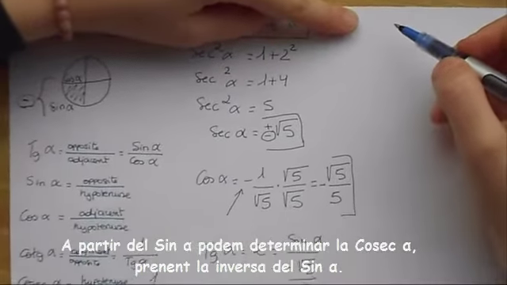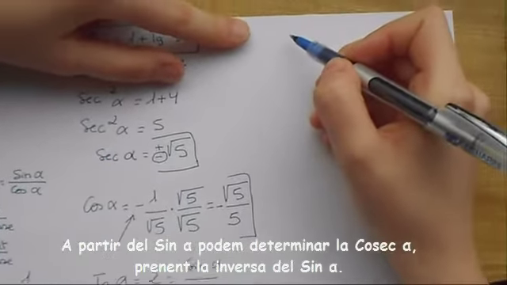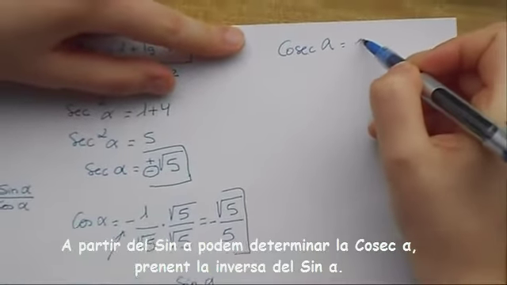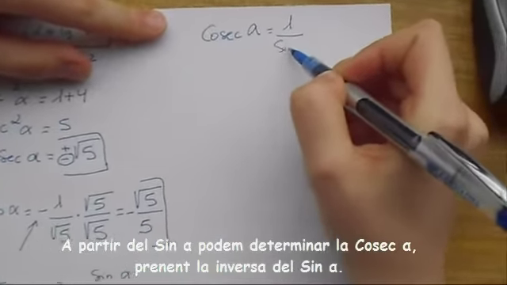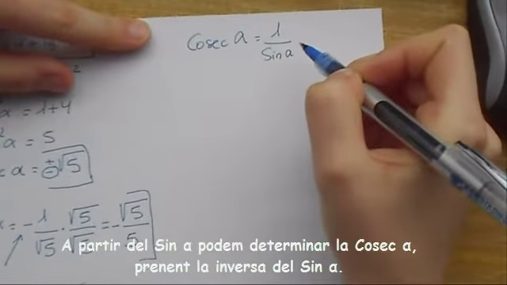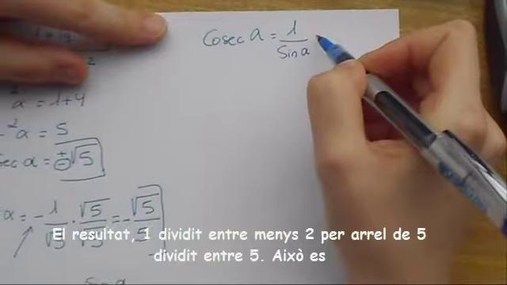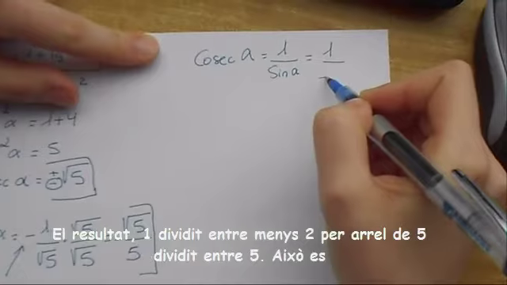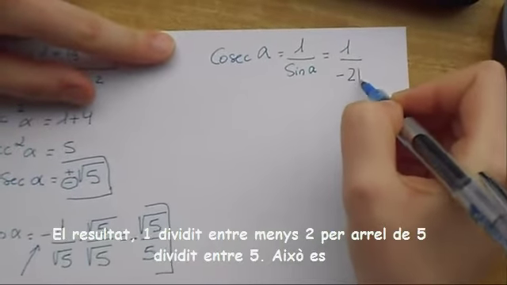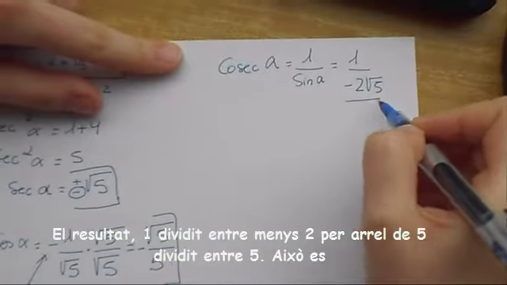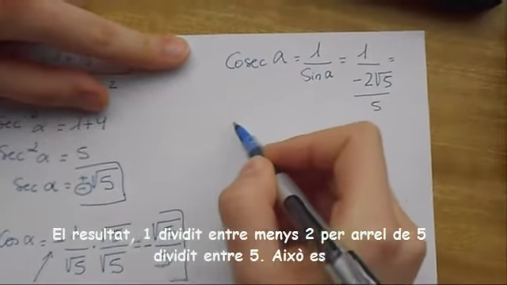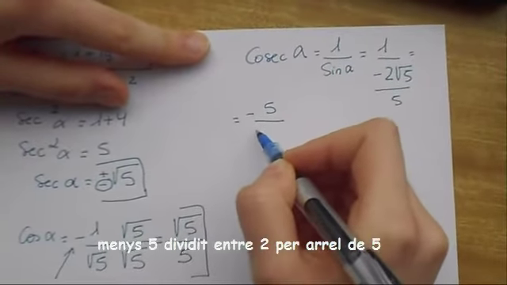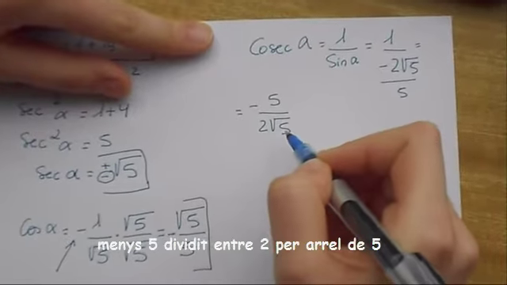From the sine alpha, we can determine the cosecant alpha, taking the inverse of the sine alpha. The result is 1 divided by minus 2 root of 5 divided by 5, and this is minus 5 divided by 2 root of 5.